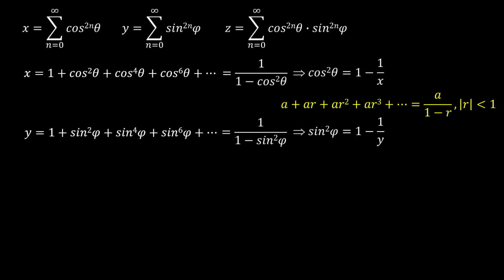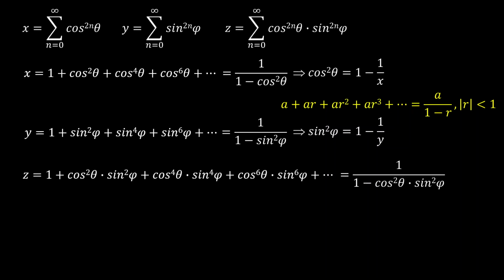Similarly, we will expand the expression for z. The first term is 1, the second term is cos square theta into sine square phi, the third term is cos to the power 4 theta into sine to the power 4 phi, and so on. This is also the summation of infinite terms in GP, where the first term is 1 and the common ratio is cos square theta into sine square phi, and the summation of infinite terms in GP is 1 over 1 minus cos square theta into sine square phi.